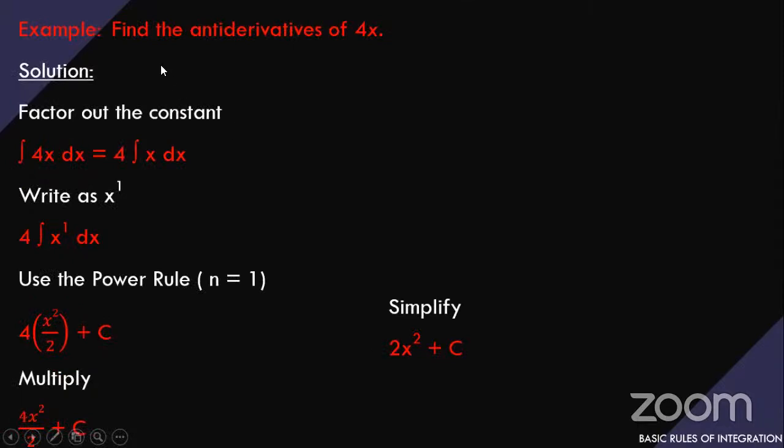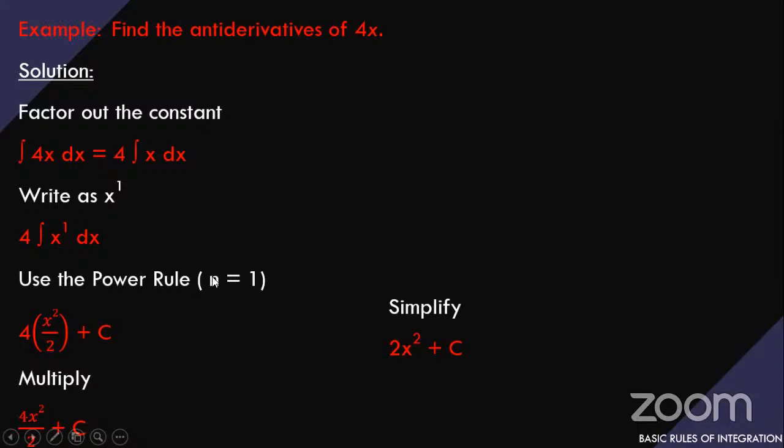Let's look at another example. When we say find the integral of 4x, we can factor out the constants. When we integrate 4x dx, we bring out the 4, then we integrate x dx. This x also means x raised to the power of 1. So we can write it as 4 times the integral of x raised to the power of 1 dx.